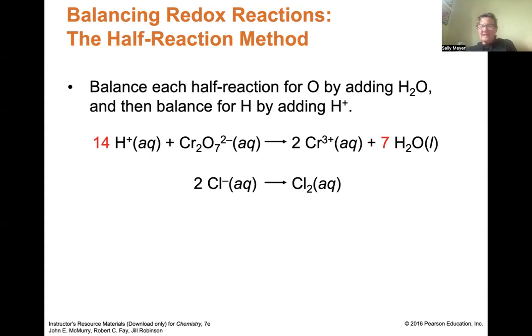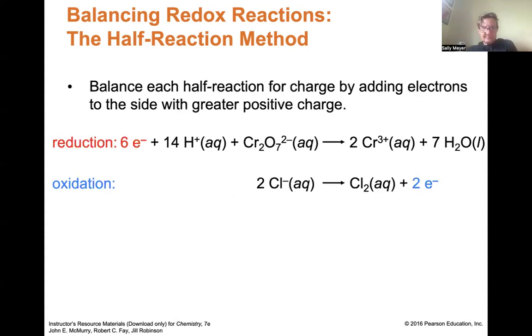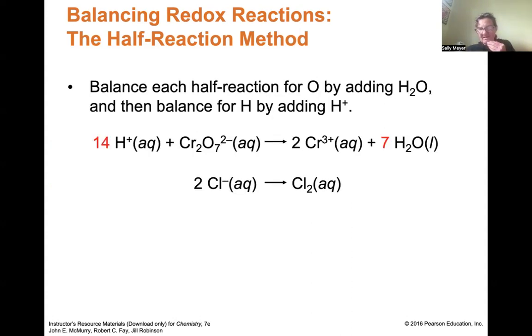So remember, we're adding water and H plus because we have to add things that are in our solution. So this reaction we're balancing in an acidic solution. So we know we have H plus and we have water. After you do that, when you look at the second half reaction, it doesn't need any oxygen or hydrogen, so it's already balanced elementally.